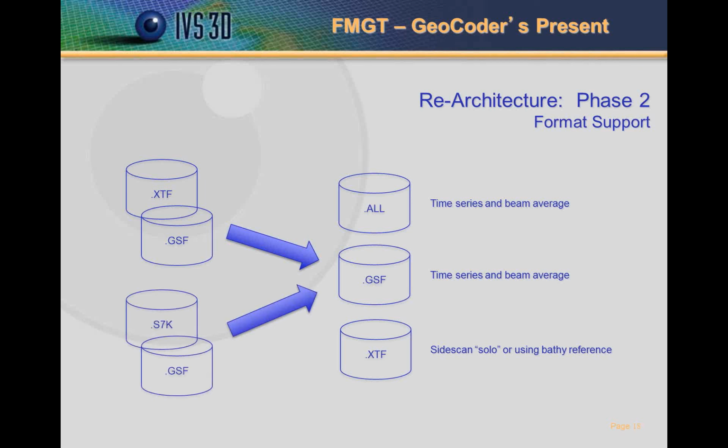The same goes for S7K files, which is the native file format for the Reson topside. We'll pull the time series data from the S7K, combine it with the bathymetric solution in the GSF, and put a new GSF inside the project. So this combining stage is done, and then you're right back where you are normally for a project, which is that you have a GSF to then process.